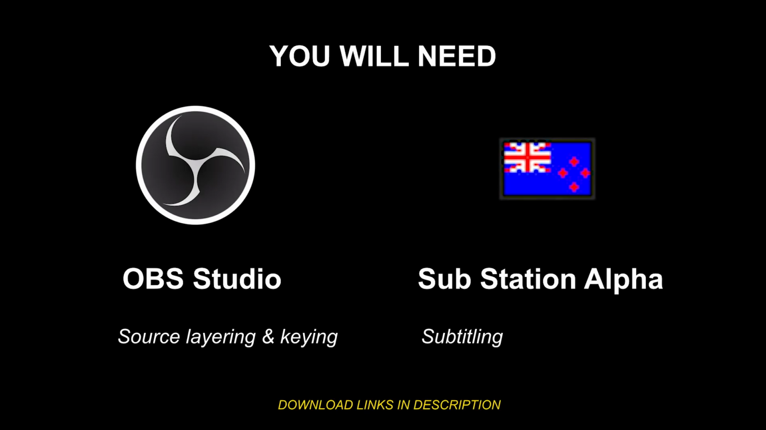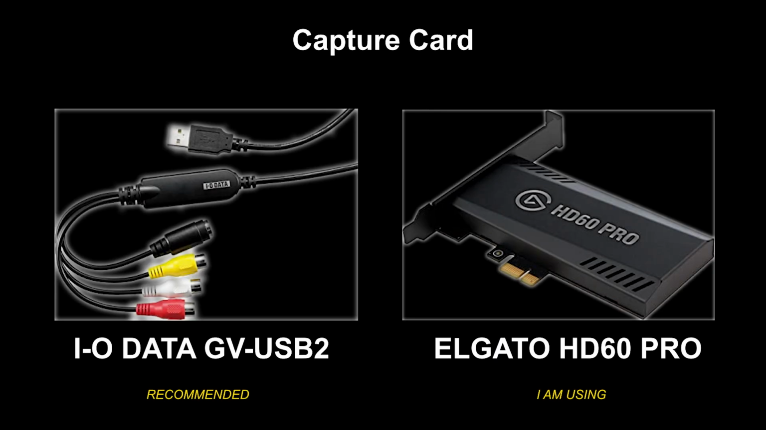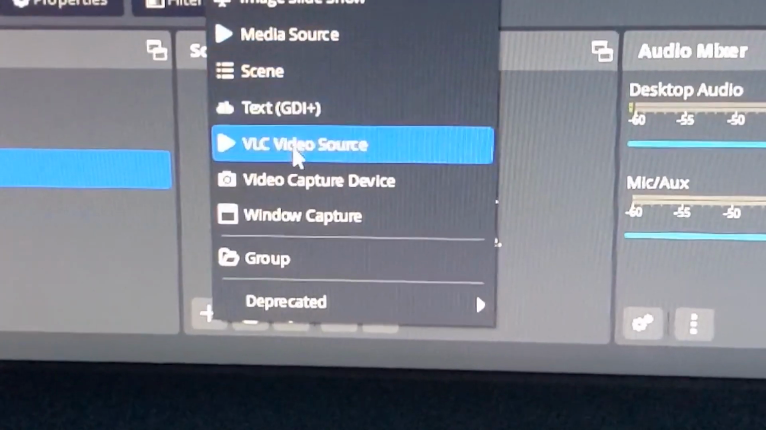First, we'll need both OBS Studio and Substation Alpha. Download links for these are in the description. You'll also need a capture card. Recommended is the IO Data GV USB 2, but I'll be using the Elgato HD60 Pro, as it's what I already have. First, open up OBS, then head to the Add Source button in the Sources section at the bottom.